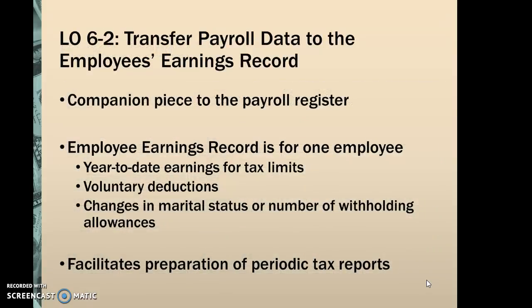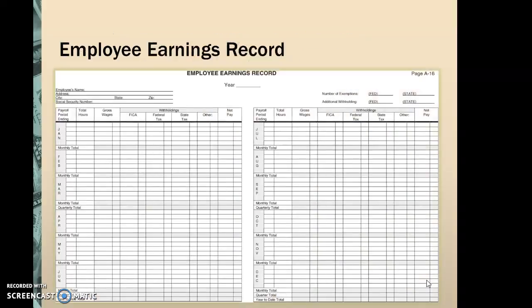Now, learning objective number 2, this is where we transfer the payroll data to the employee's earnings records. And this is covered on page 207 and 208 in your book. It's the companion piece to the payroll register. What that means is that everything off the payroll register is going to go to the employee's earnings record for one employee, which will show the year-to-date earnings for tax limits, voluntary deductions, any changes in marital status, or the number of withholding allowances. This is used to facilitate those W-2s at the end of the year for tax purposes.